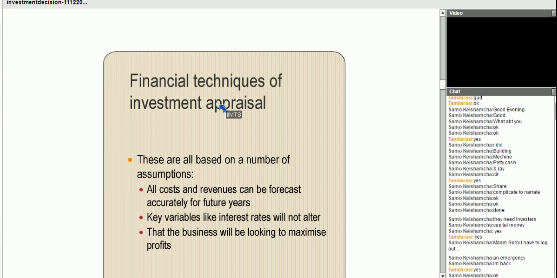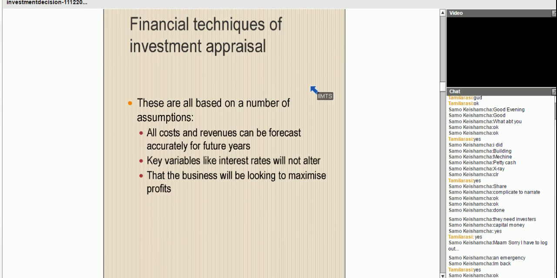Now what are the financial techniques of investment appraisal? The first is the assumptions: all cost and revenue can be forecasted accurately for future years. Then key variables like interest rates will not alter, and the business will be looking to maximize profits. So these are the assumptions on which these investment appraisal decisions are made, but actually they are very untrue.